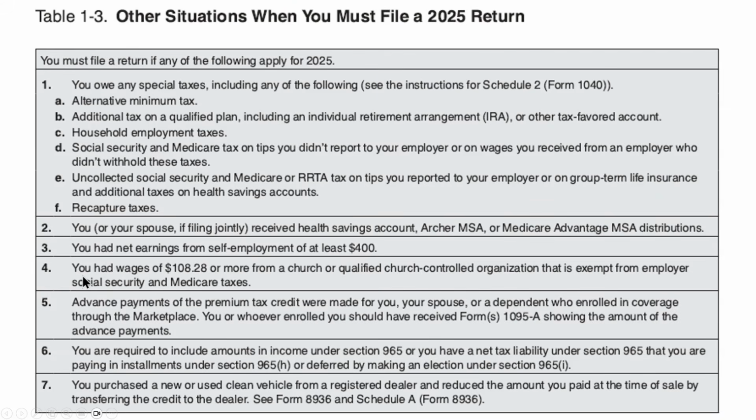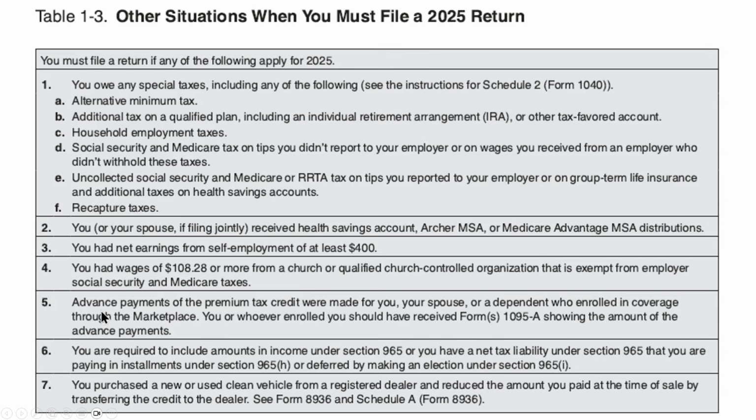If you had wages of $108.28 or more, and yes, that is right, that's the number, and you are a church employee. There are certain church employees that are exempt from having Social Security and Medicare taxes withheld from their paycheck. If they earn at least that $108.28 or more, they have to file a return. If you were to get a question on this in the exam, hopefully that dollar amount will jump out at you and you will remember, oh, that's right, church employee, they have to file a tax return.